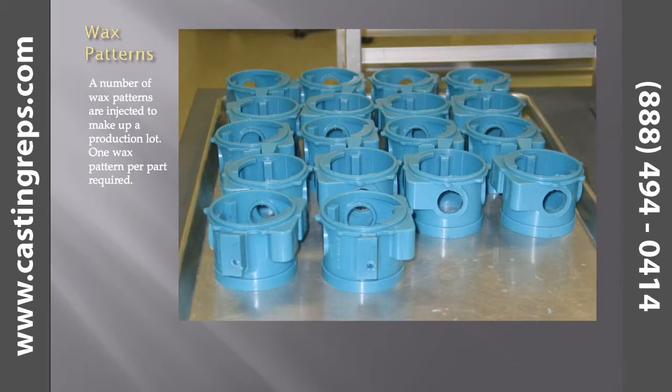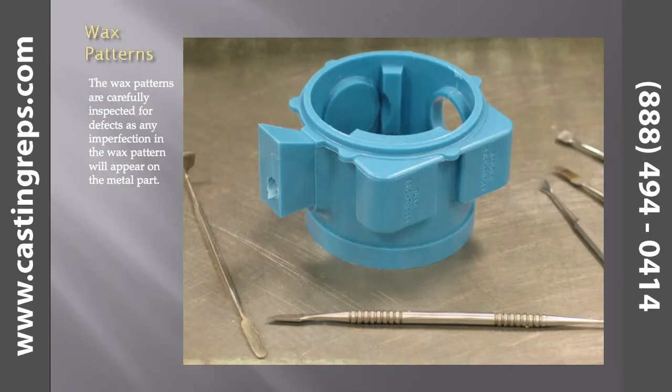Wax patterns. A number of wax patterns are injected to make up a production lot. One wax pattern per part required. The wax patterns are carefully inspected for defects, as any imperfection in the wax pattern will appear on the metal part.